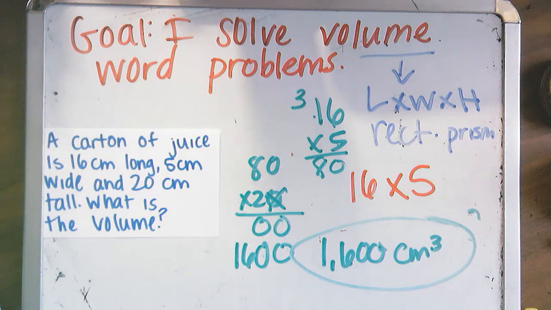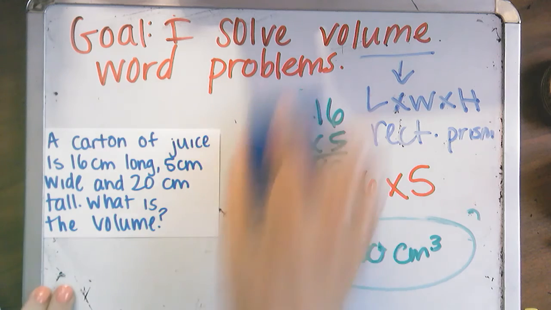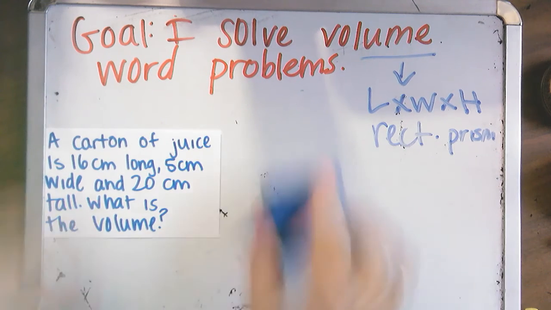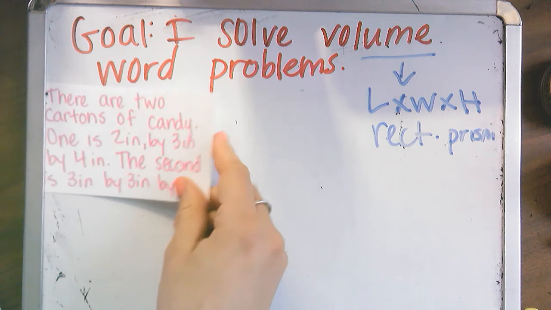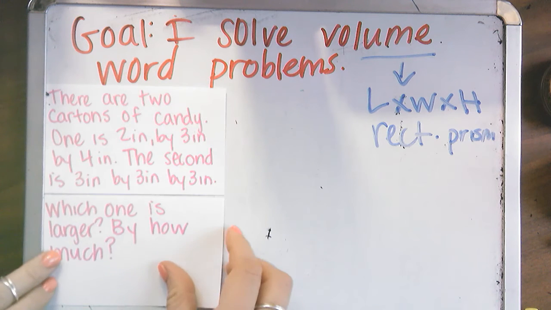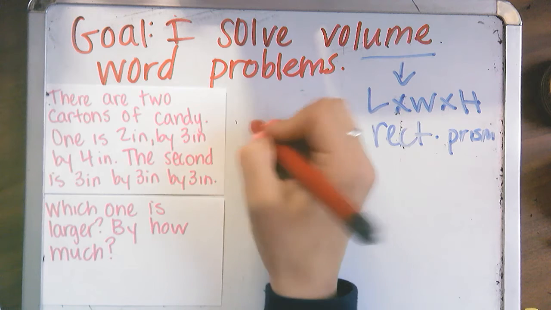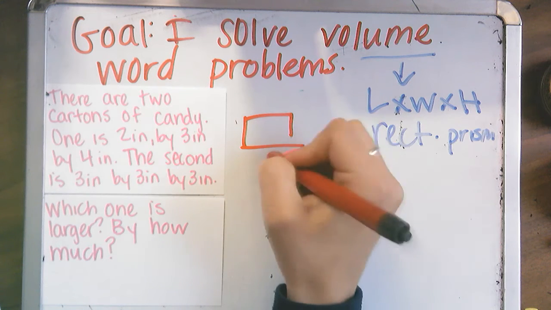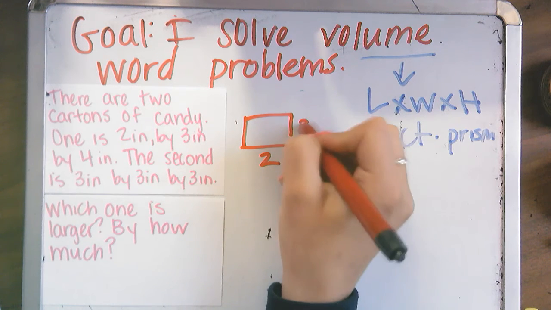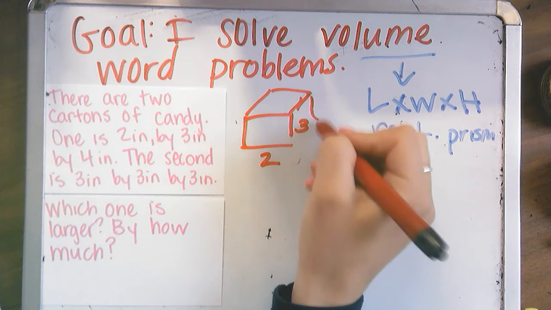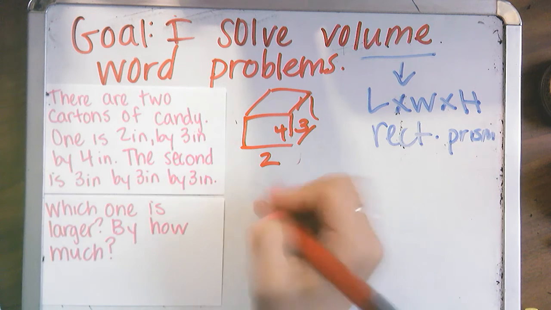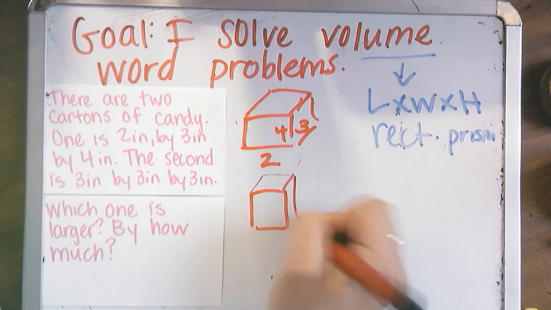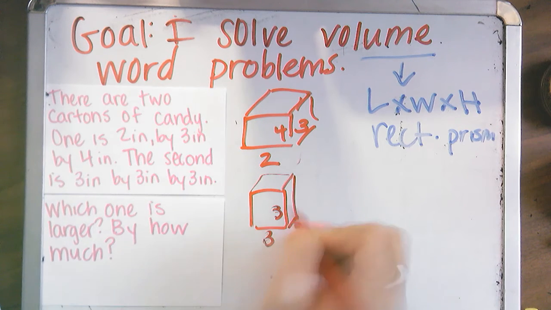Now, the last type of problem you're going to see today will be a multi-step problem. So pay close attention to this one. This one says, there are 2 cartons of candy. One is 2 inches by 3 inches by 4 inches. And the second one is 3 by 3 by 3. That sounds like a cube to me. And it wants to know which one is larger and by how much.